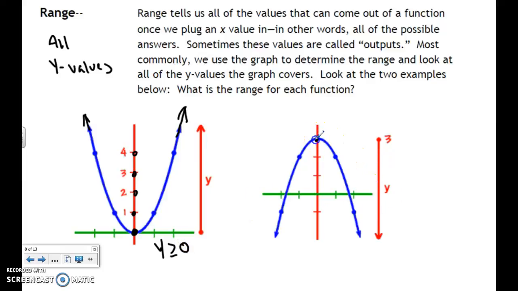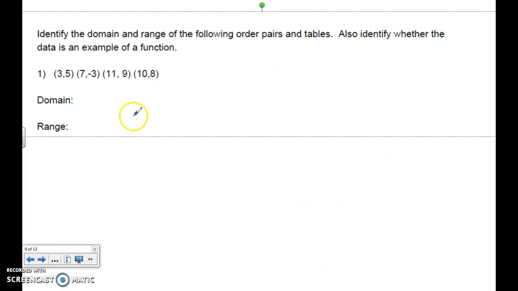Now looking at these y values, it looks like it starts at 3 and then it goes straight down, because these y values keep on going down as well. So what do I know about all those? Well, y would have to be smaller than or equal to 3. All the y values are smaller than or equal to 3. But let's look at a table first. These are the easier ones.